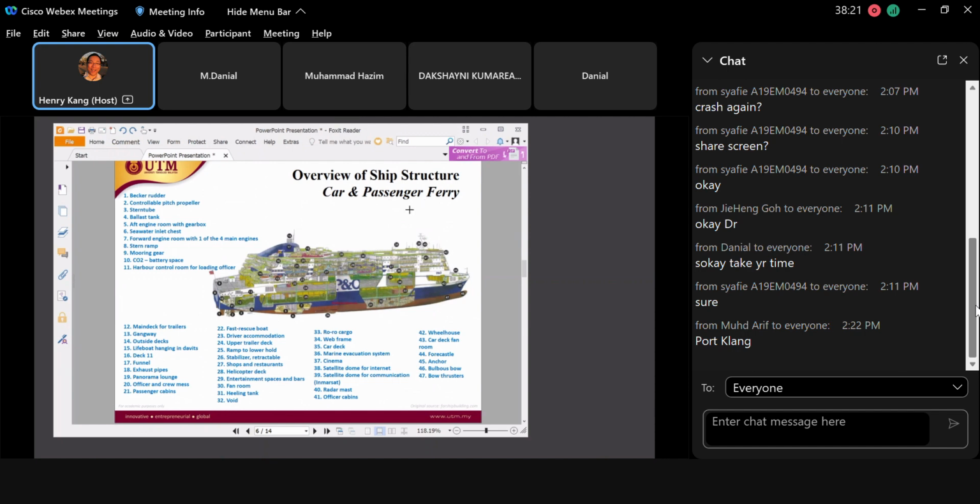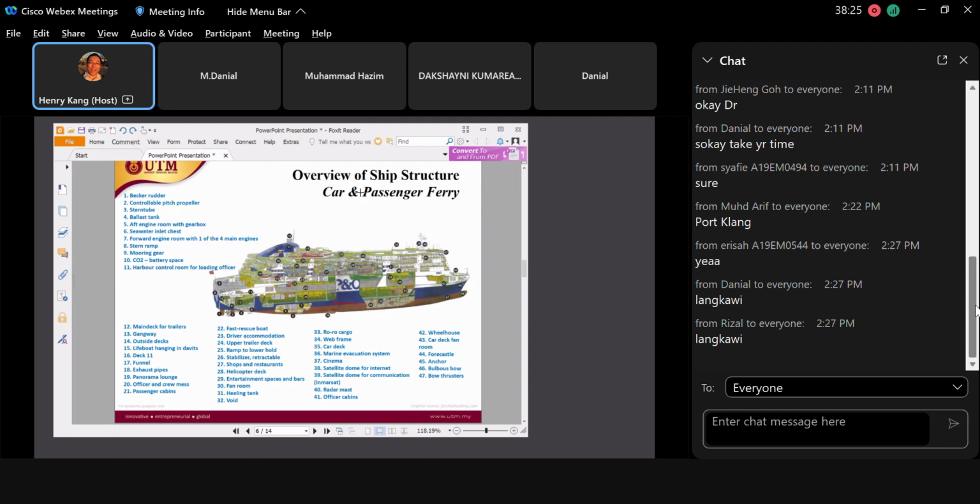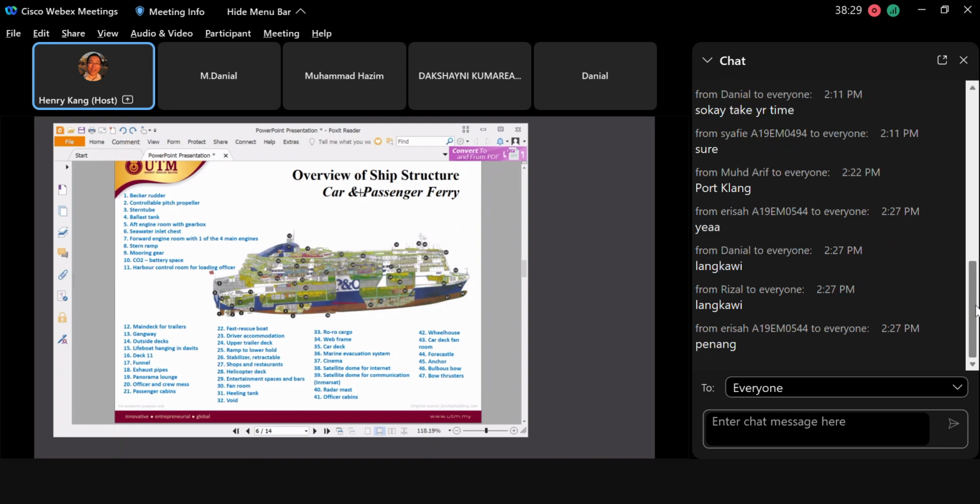Car and passenger ferries. Who is from Langkawi, who is from Penang? Langkawi and Penang, right? We have ferries over there. But you see this ferry, it looks very luxurious. Similar ferries we also have in the Mediterranean, that means in the Europe region.